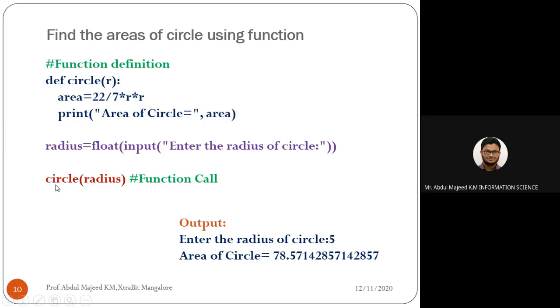Then we are calling the function circle with the value. So here radius equal to 5. So it will be replaced. R will be replaced with the 5. So it will find 22 divided by 7 into 5 into 5. So we'll get this value, 78.57142857142857. So that value will be displayed. Clear? So it is very easy and it is interesting writing programs by using functions.